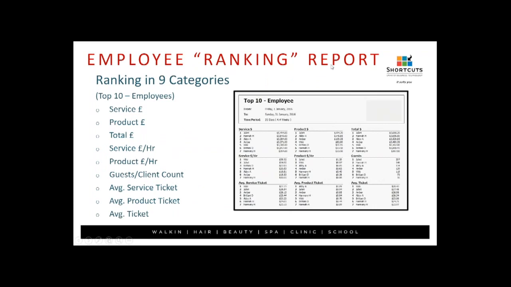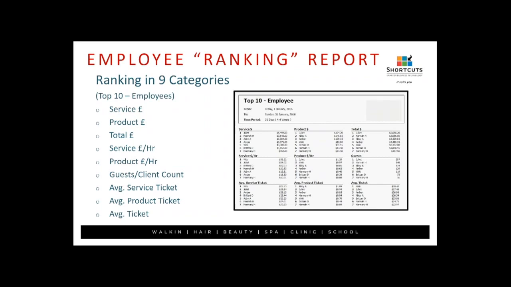And the final one for our performance would be our employee ranking report. This is one of my favourites and shows your top 10 employees. So the top 10 employees are based on services, products, and then the total. So that looks at your top 10 employees for the service monetary, product monetary, and then the total overall. Then it breaks it down service pounds by hour, product pound by hour, and the number of guests.